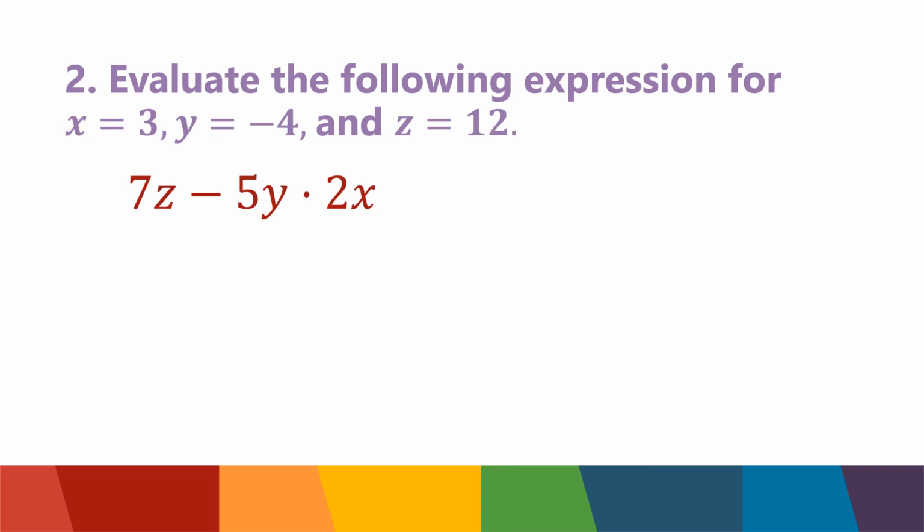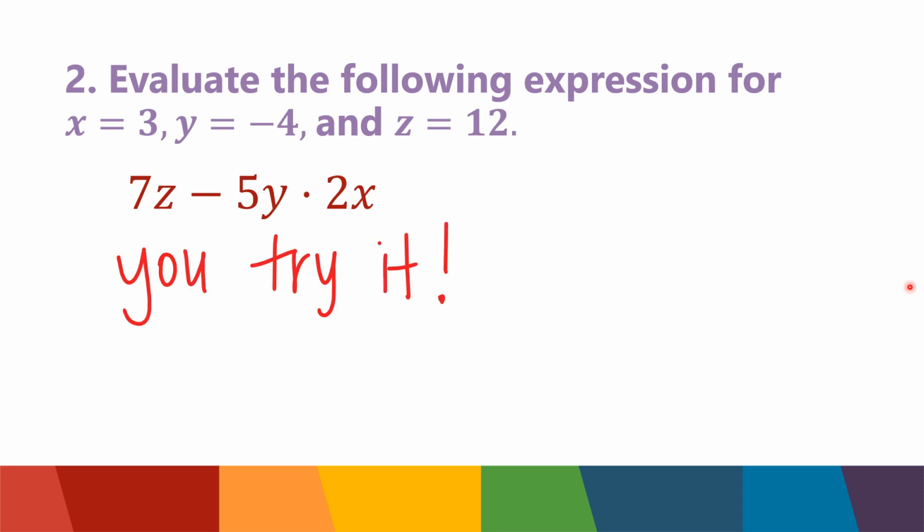All right, next we have a very similar problem. Evaluate the following expression for x equals 3, y equals negative 4, and z equals 12. So new values for our variables. And the expression is 7z minus 5y times 2x. I want you to try this one. So pause the video, plug in the values, and come back and make sure you get the right answer.